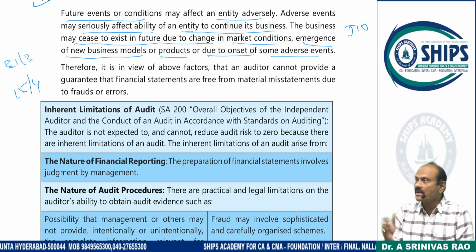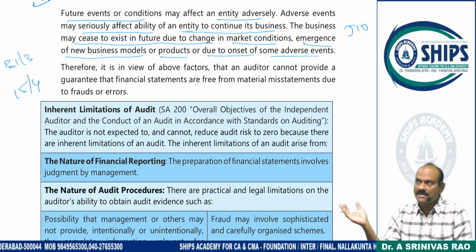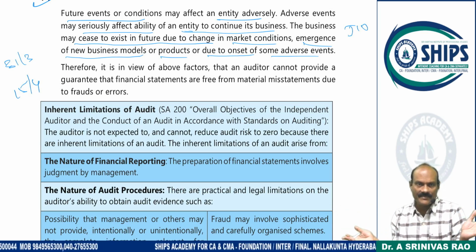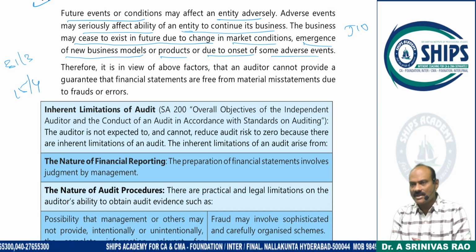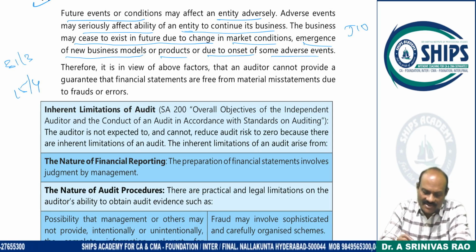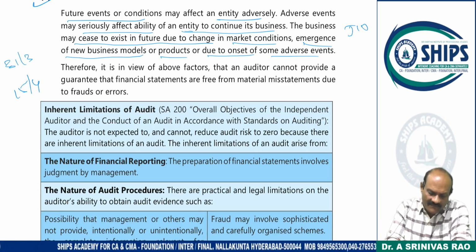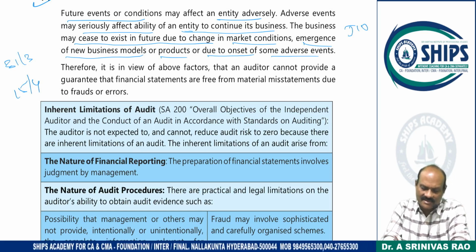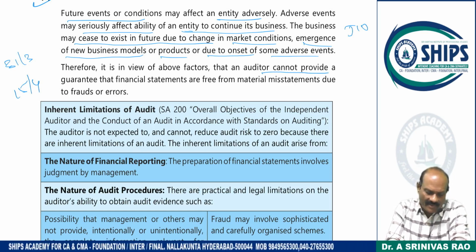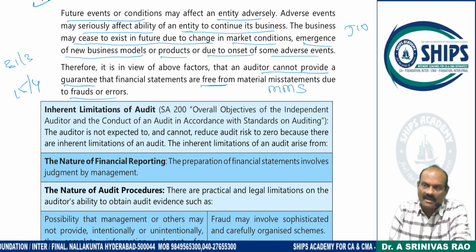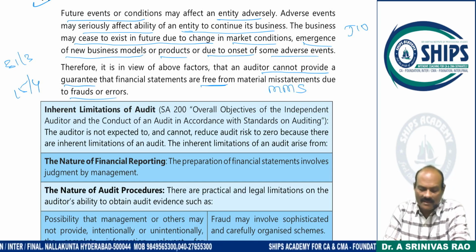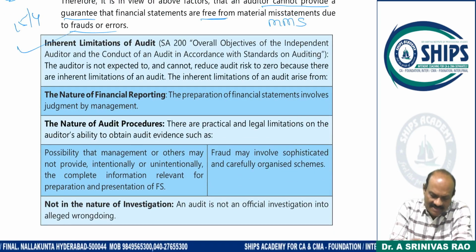Then there is the Ukraine versus Russia war, which has some impact on certain countries. Then definitely there are certain things I can't foresee as an auditor. That is going to be one of the inherent limitations on the auditor's side. Therefore, in view of the above factors, the auditor cannot provide a guarantee that the financial statements are free from material misstatement due to any error or inherent limitations. We have to learn these points also.